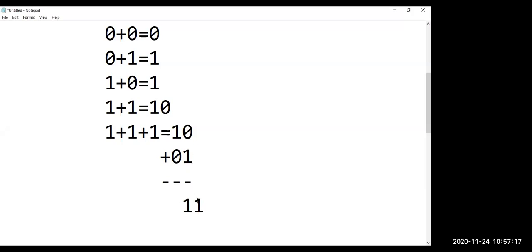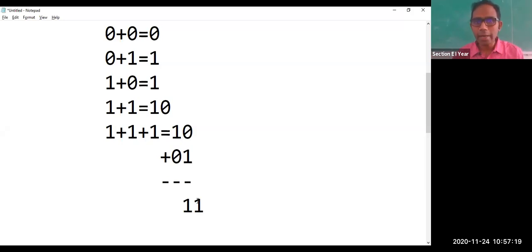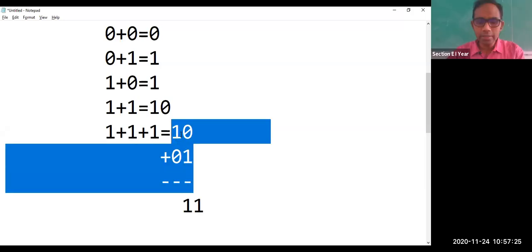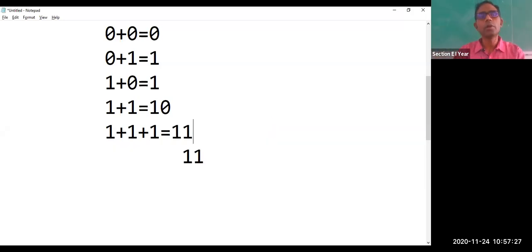Don't say 11. 11 is a decimal number. We are adding binary numbers. So tell 1, 1. Very good. So the result here is 1, 1. So 1 plus 1 plus 1 is 1, 1. Understood this part?